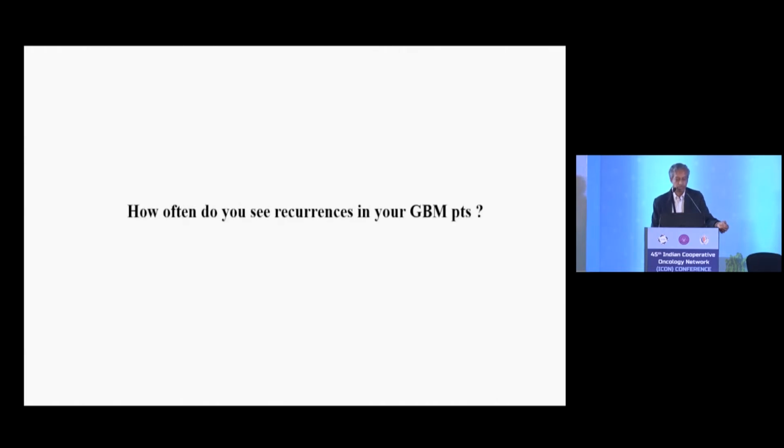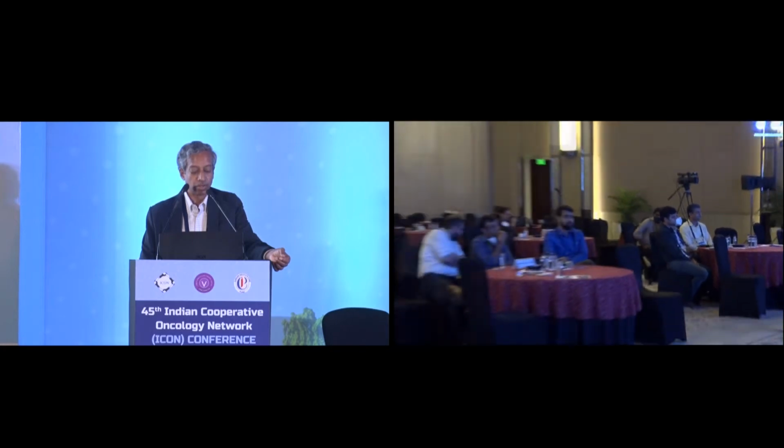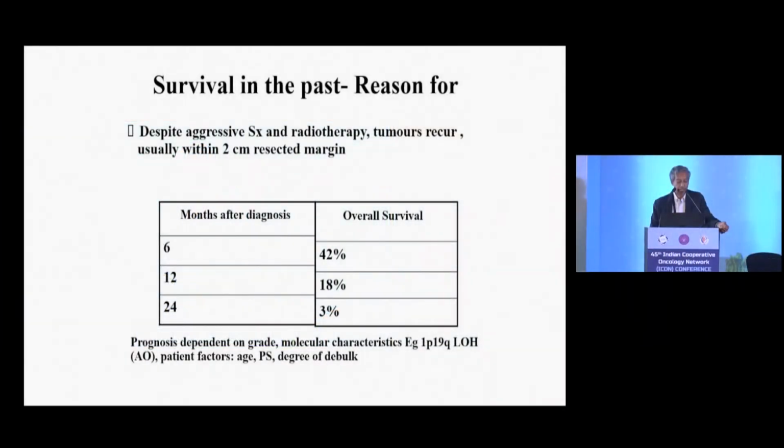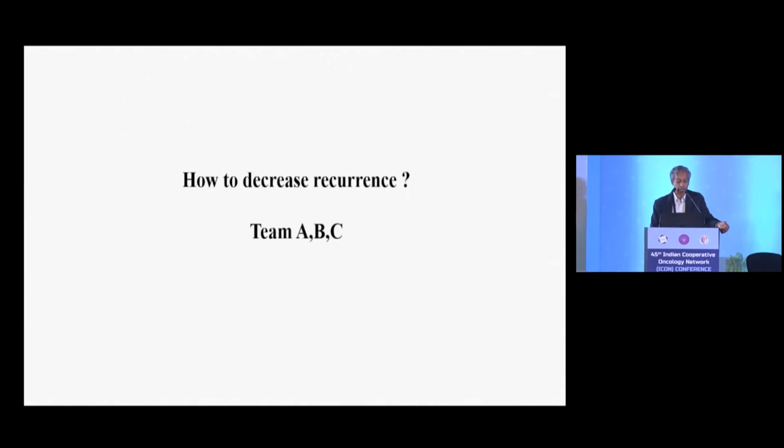So how often do you see recurrences in GBM? Again, any table can take this because that doesn't differentiate socioeconomic status. I think all patients will invariably recur. Yeah, almost 90-95%. Everyone you see recurring. Correct. So this is some statistics to show you when they recur and why they recur. And despite all the therapies that we give, usually the recurrences are within 2 centimeters of the resected margins. And this is just showing you the overall survival months after diagnosis.